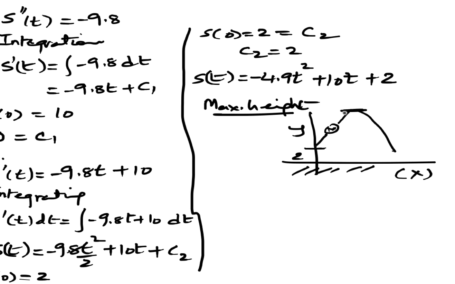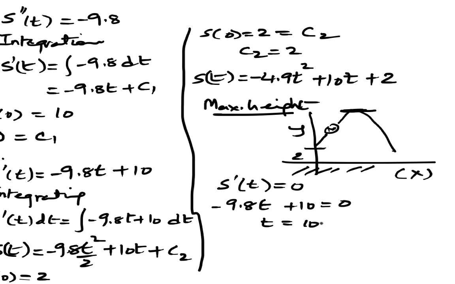And if you recall, this is basically where the differential is 0. So to find the maximum height, you want to know the time when the differential is going to be 0. So for maximum height, S prime of t is 0. Now what was our S prime of t? S prime of t is this: minus 9.8t plus 10 is 0. Solving this, we get t to be 10 over 9.8.